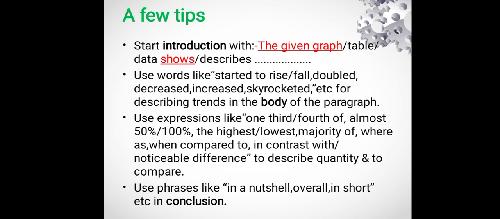The given data shows about the accident rates. The given data shows the number of positive cases recorded. The given data shows the number of infant deaths, etc. Use words in the body, use words like started to rise, started to fall, doubled, decreased, increased, skyrocketed, etc. for describing trends in the body of the paragraph.